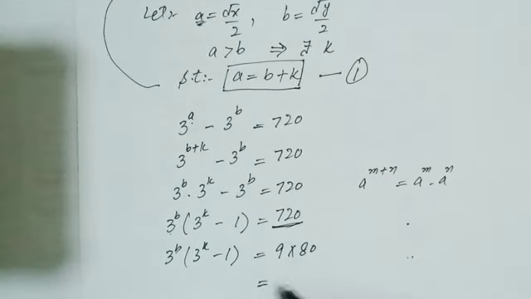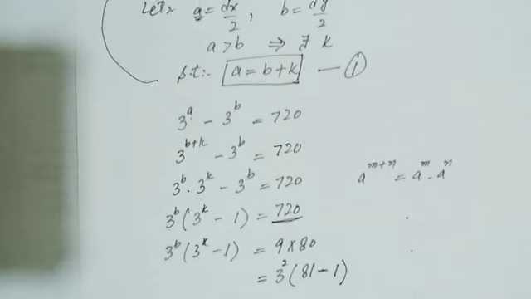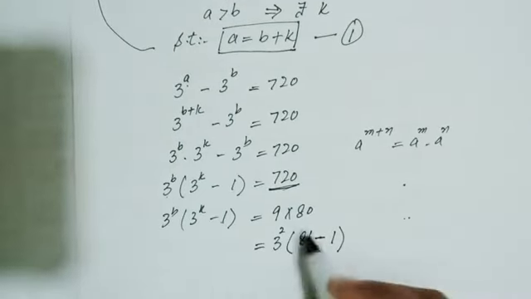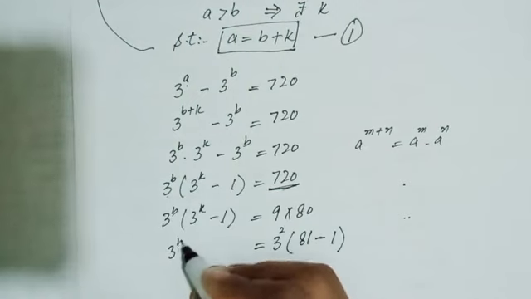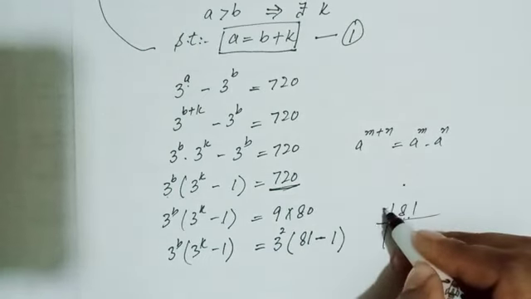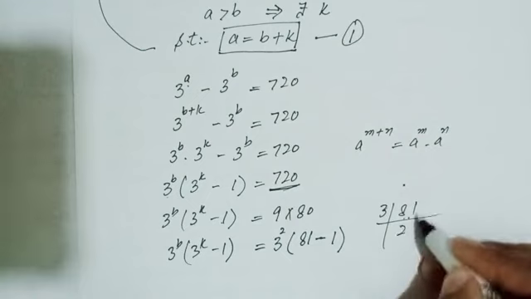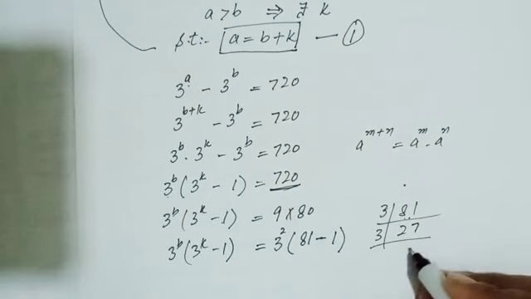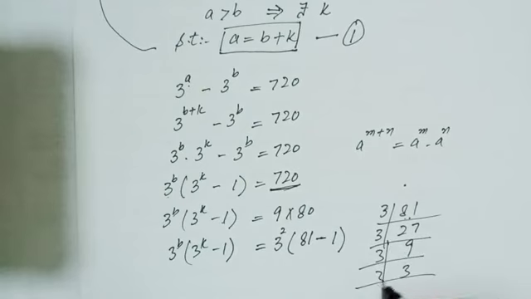Now further 9 can be written as 3 raised to power 2, and I have to write this 80 in terms of 3 raised to power k minus 1. So I can write this 80 as 81 minus 1, and 81 minus 1 again gives 80. So I have to write 81 in terms of 3 raised to power k. So 81 can be written by dividing by 3: 81, 27, 9, 3, and 1.